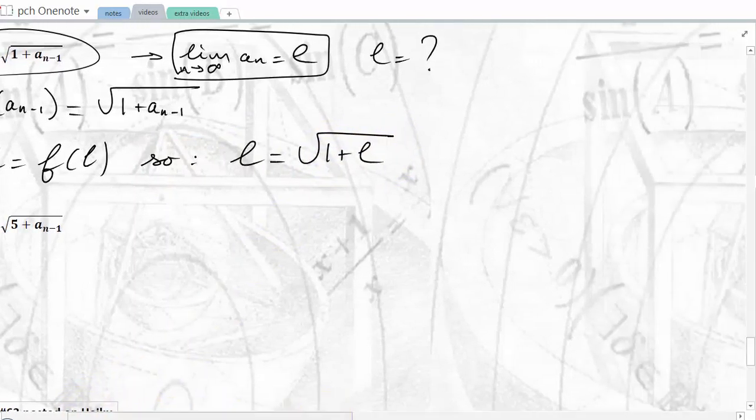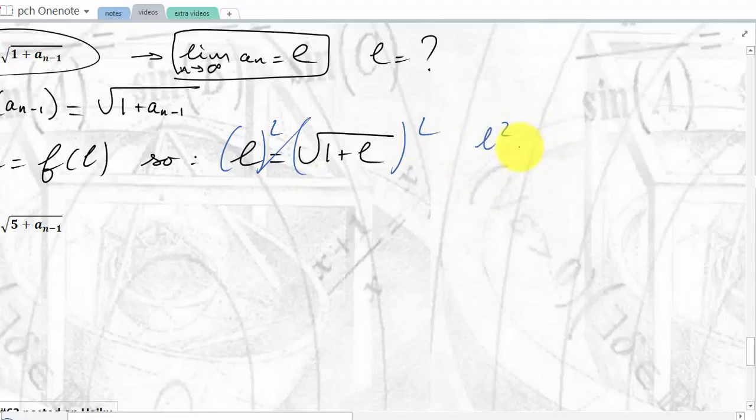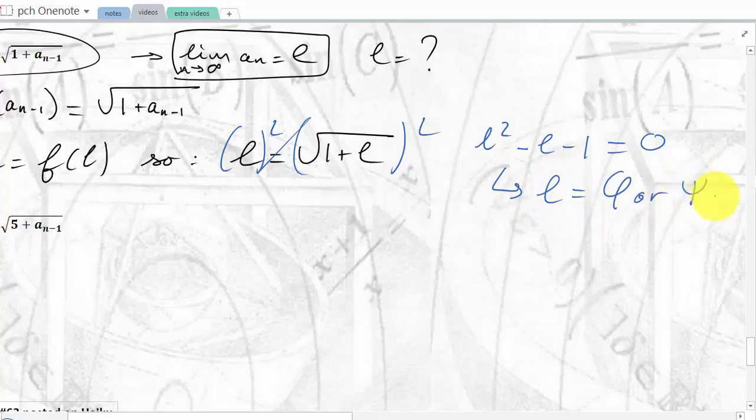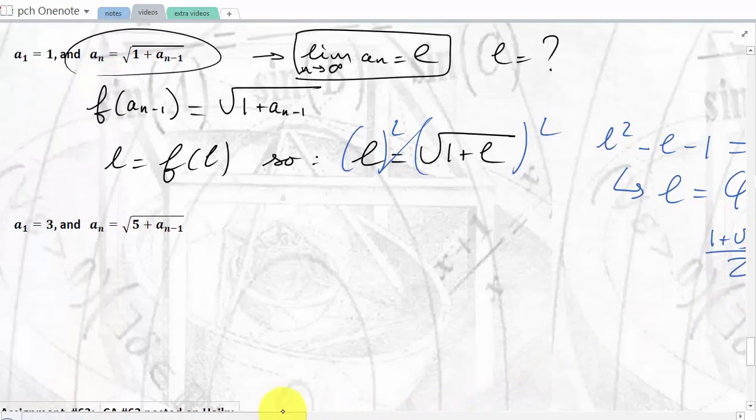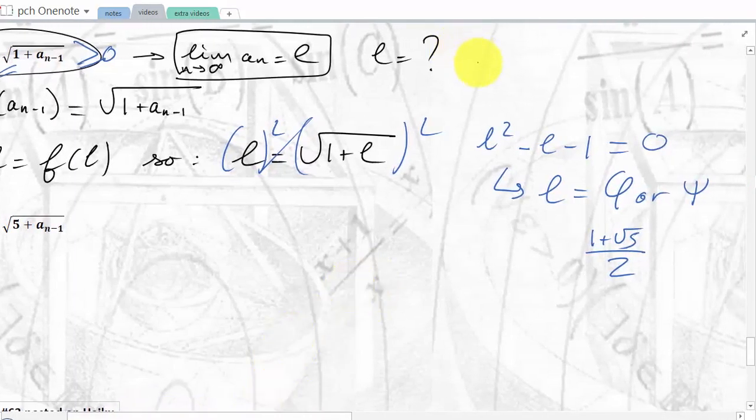And this is a pretty simple equation to solve. You square both sides right here. And you have L squared minus L minus 1 equals 0. Oh, here we go again. L will be the golden ratio or the other one, right? I think the other one we call psi. It's going to be the same, 1 plus root 5 over 2. So which one is it? Again, all the terms will be positive because it is a square root, and a square root is always positive. So the limit of this sequence is, again, the golden ratio.